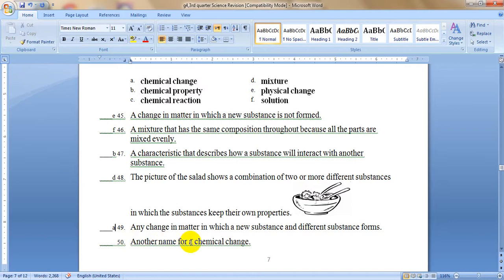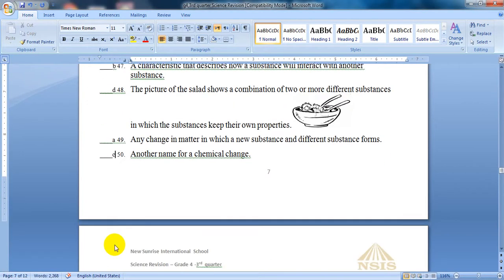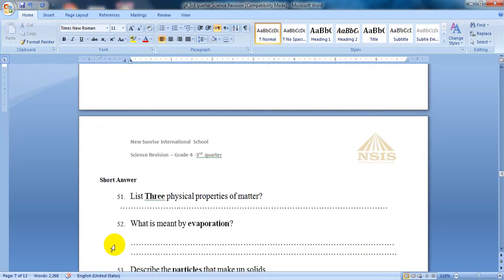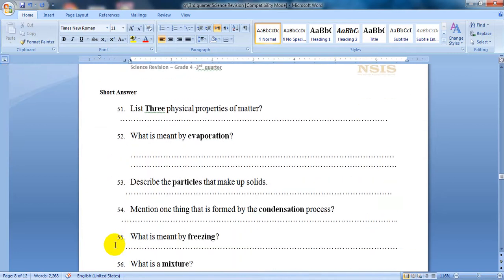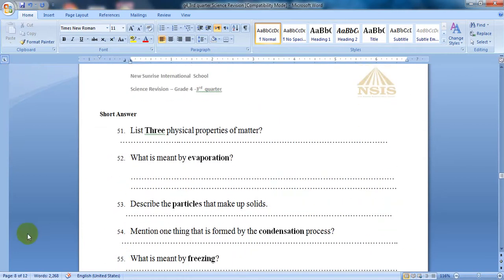Another name for a chemical change, we called the chemical change another name. This name was a chemical reaction because, as we said, in a chemical change, two different substances interact together. So we call it a chemical reaction. Now let's move to the next page, page number 8, which starts with question number 51.